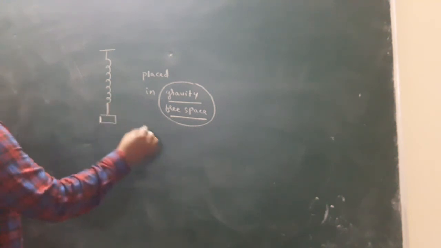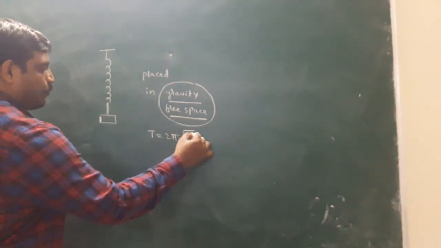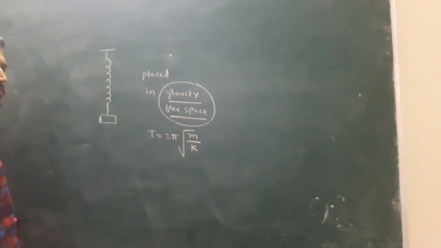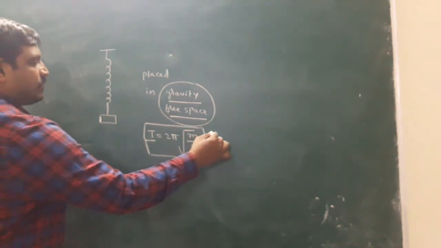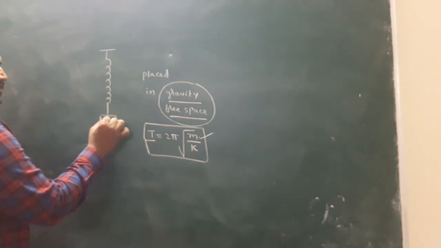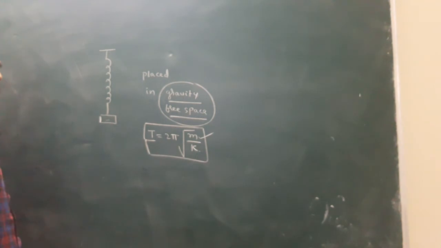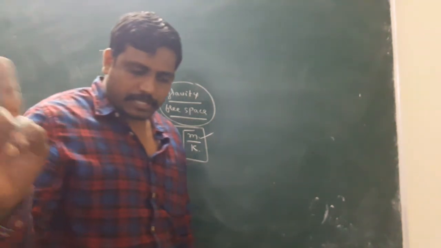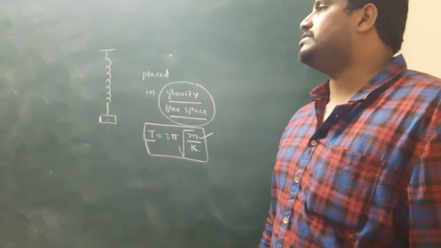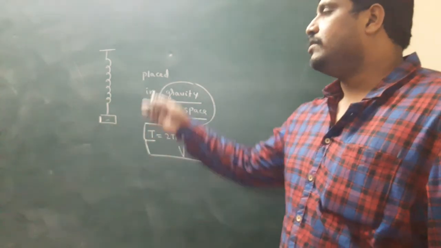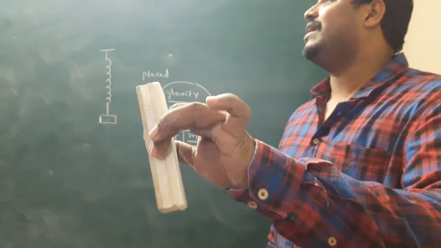But a spring pendulum oscillates because the T formula is 2 pi under root m by k. In this situation, the time period depends only upon the mass of the load and the spring constant. It does not depend upon gravity. So that is why, when this spring pendulum is suspended inside the artificial satellite, it oscillates, but a simple pendulum does not oscillate.